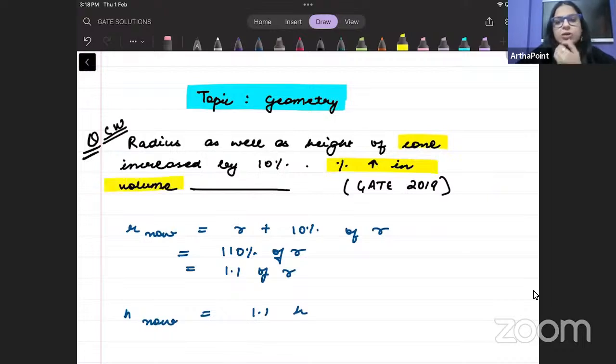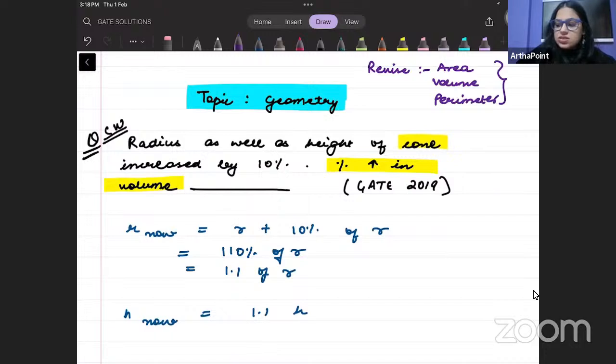Now make sure that you revise all the formulas of area, volume, perimeter for all cases. You should be well aware of the volume of the cone, how you find the volume of the cube, how you find the volume of the cuboid. So make sure to revise all area and volume formulas.